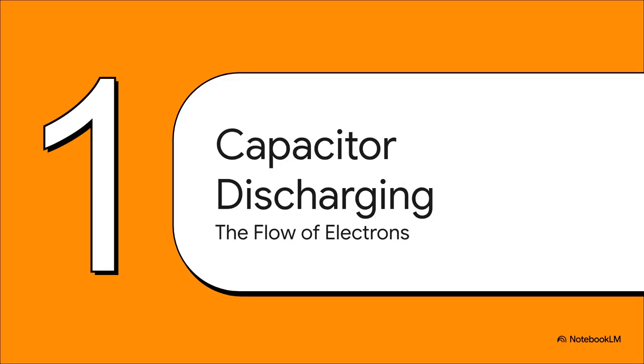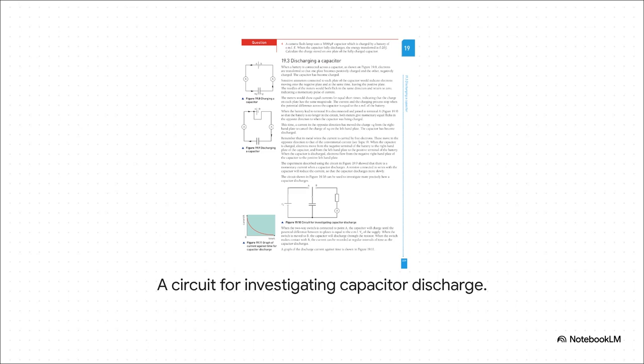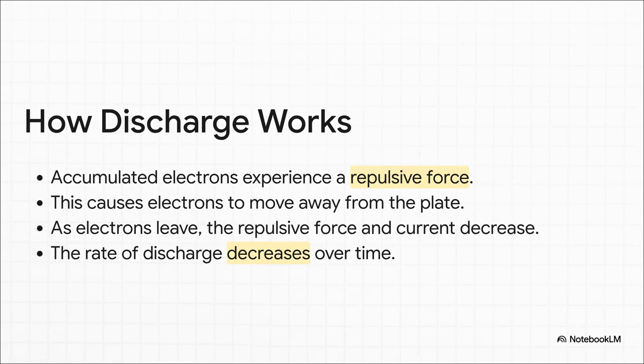Right. First things first. What is actually physically happening when a capacitor discharges? Well, it really all comes down to the behavior of electrons. Okay, picture this. We've got our charged capacitor. One plate has way too many electrons, making it negative, and the other plate is missing electrons, making it positive. As long as they're separated, nothing happens. But the moment we give those electrons a path, like connecting a resistor to complete the circuit, well, that's when the magic starts.